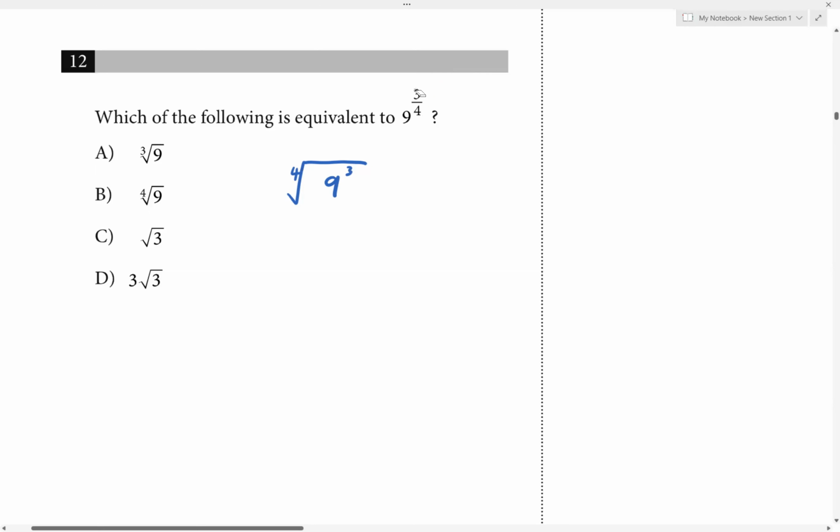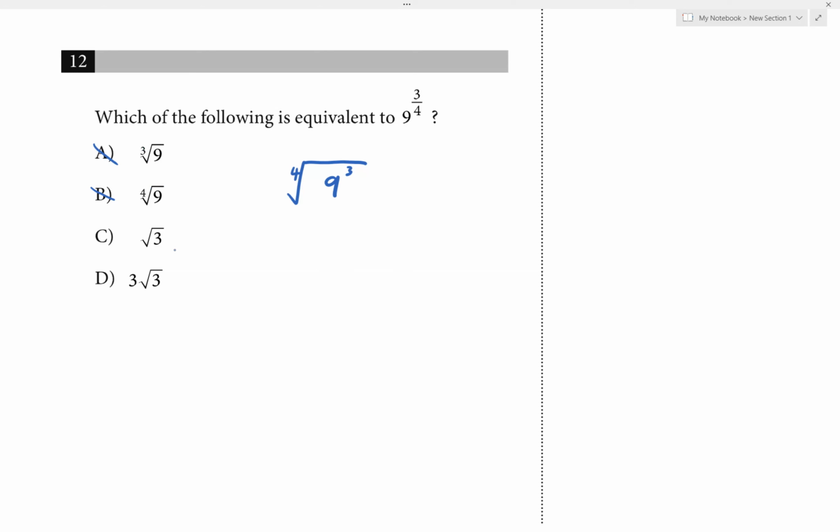All right, so that should be equivalent. This is the fourth root of 9 to the 3rd. But do we have that? Well, we don't, right? And we know it's not going to be A or B because it's not a cube root of 9, that's not going to be the same. And it's not the fourth root of 9 because it should be the fourth root of 9 to the 3rd. So it's not A, not B.